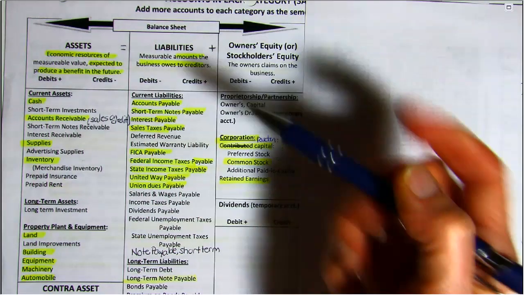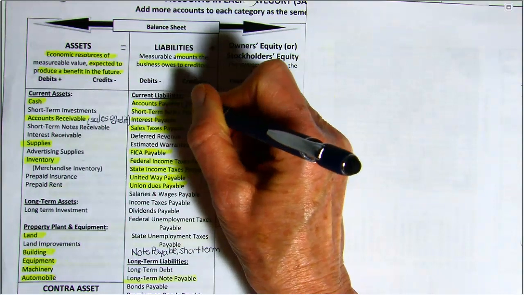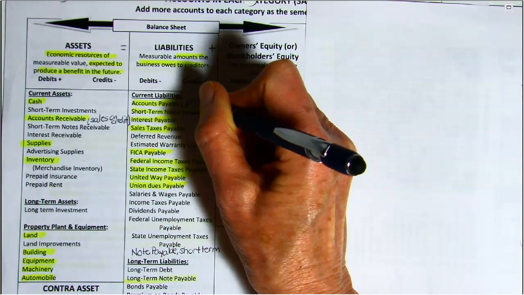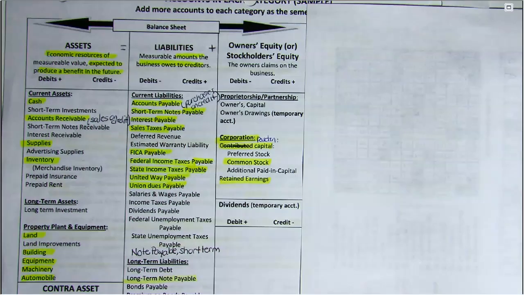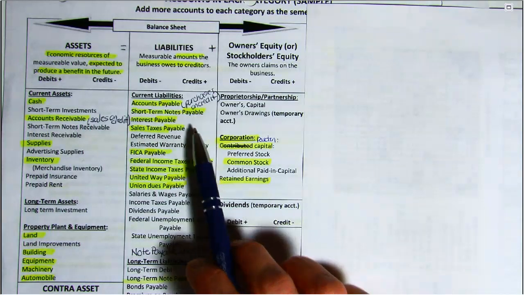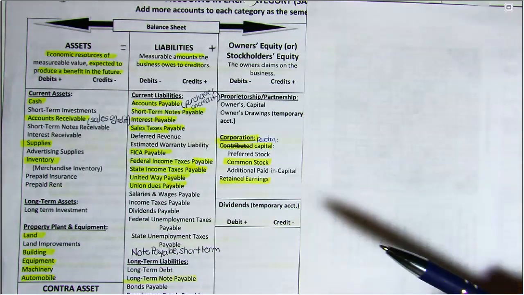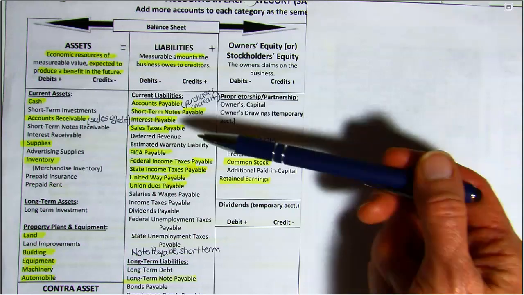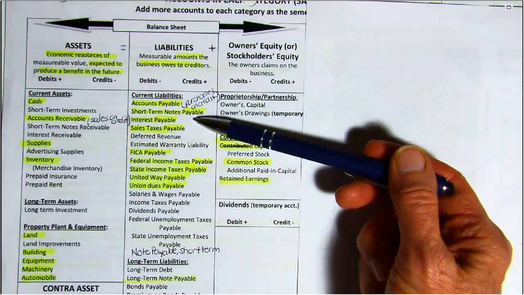Accounts payable is for purchases on credit. So if you want to add that to your chart, you can do that. Short-term notes payable would be for short-term borrowings using promissory notes. Written promises to pay money in the future plus interest. Interest payable is when you are going to have to pay interest and you owe it currently.